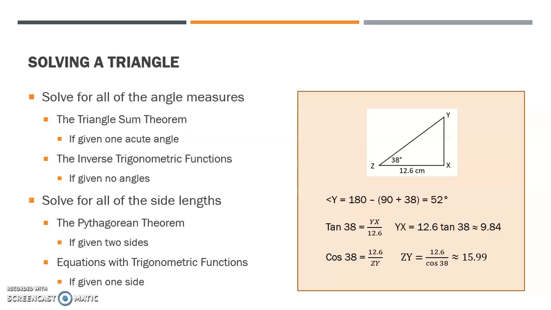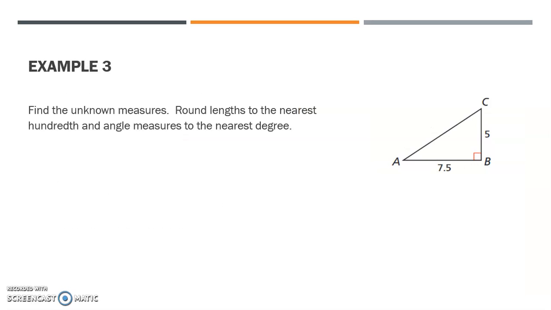So let's take a look at some examples of this. In example 3, they want us to find the unknown measures in our triangle. They want us to round the side lengths to the nearest hundredth and angle measures to the nearest degree. Notice what they've given us. They've given us two sides, so I'm going to try and find the third side. If they give us two sides, it's easiest just to use the Pythagorean theorem. So try and use the Pythagorean theorem to find that third side length and hit play to see if you're right.